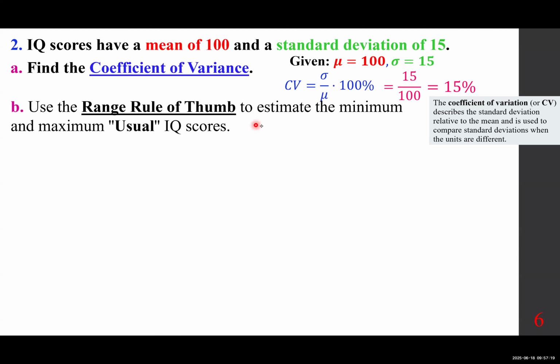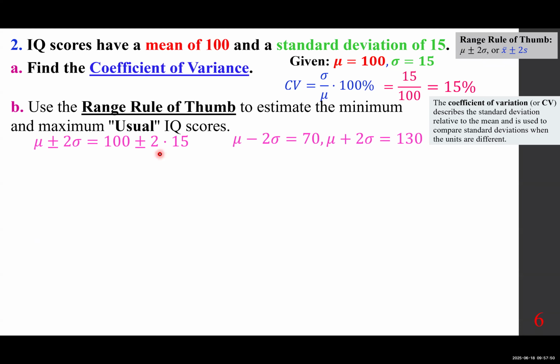Use the range rule of thumb to estimate the minimum and maximum usual IQ scores. Well, according to the range rule of thumb, you start from the mean mu and you add and subtract 2 times the standard deviation. So mu plus or minus 2 sigma. If you happen to have a sample, you would go with x bar plus or minus 2s. So mu plus or minus 2 sigma means 100 plus or minus 2 times 15. And that gives you 70 to 130.